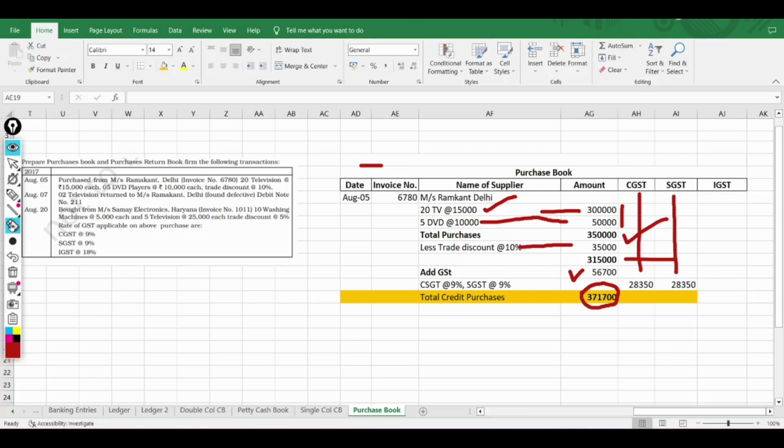Now the next transaction is about television returned. Let us prepare the return book later. Now we are preparing the purchase book. So let us first record all our purchase transactions. On August 20, bought from Samay Electronics, Haryana, 10 washing machines at 5,000 and 5 televisions at 25,000. Let us make an entry for this transaction.